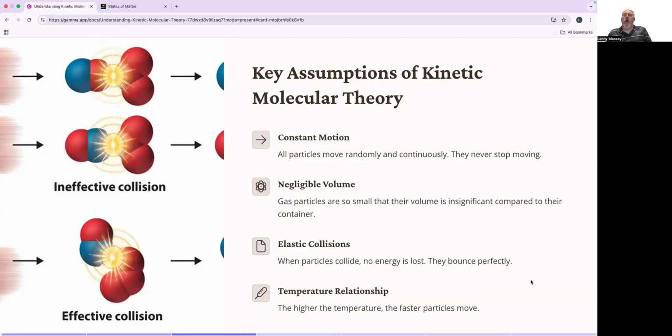All right. We also have to think about gas particles having really no significant size when you compare them to the size of the container. We also have to assume that when particles collide, no energy is lost and they bounce perfectly. And again, temperature relationship: the higher the temperature, the faster the particles are going to go.